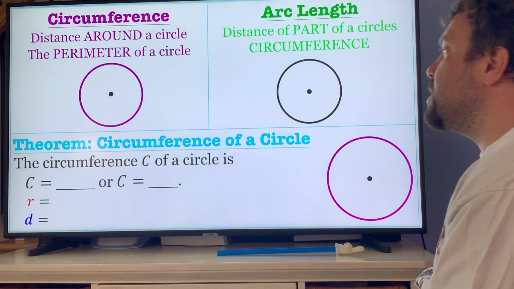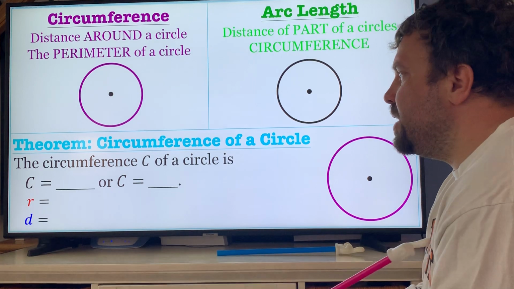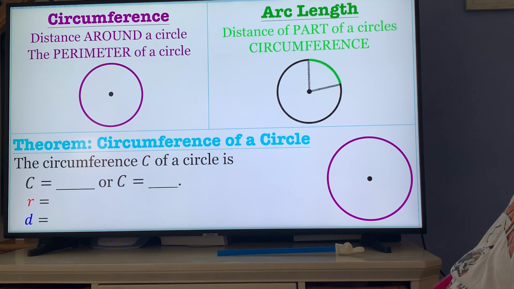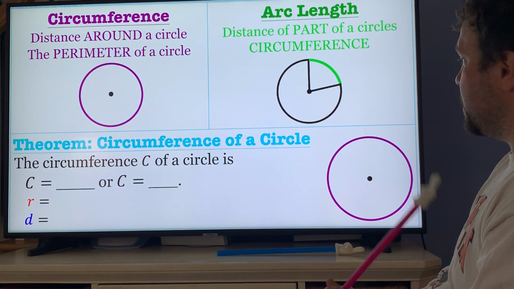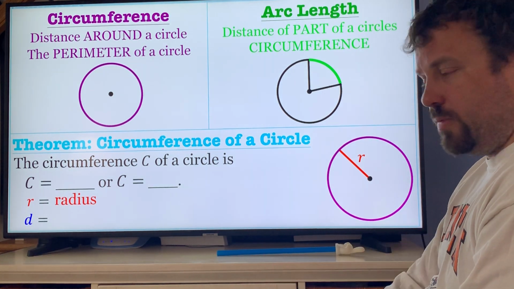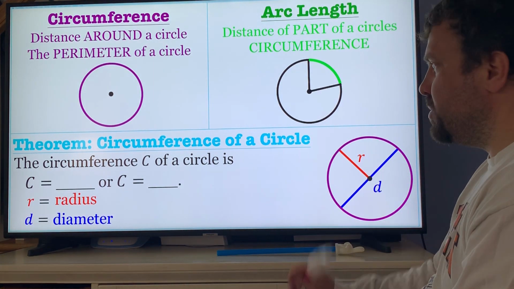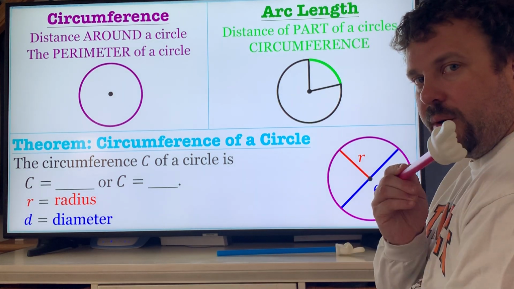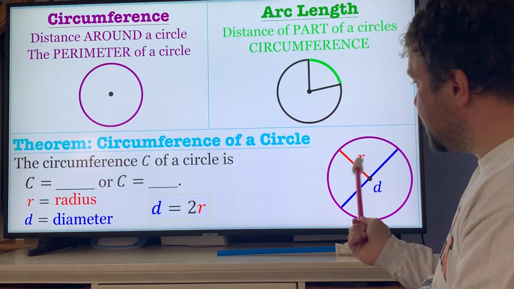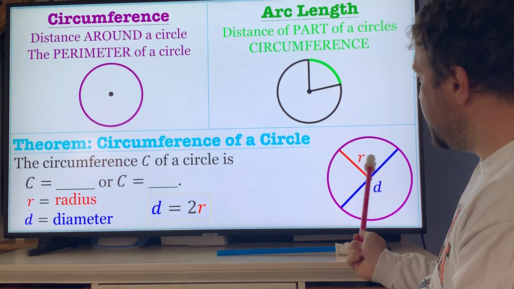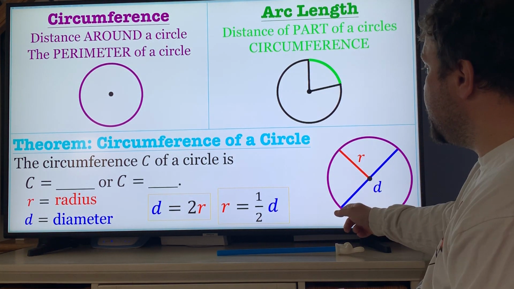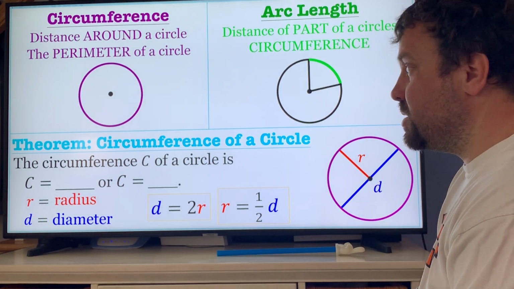Here's your theorem. Circumference of a circle. The circumference of a circle C is, do you remember the formula? Well, in case you don't, what do you think R stands for? R stands for radius. Then D must stand for diameter. Now, how are these two things related? The diameter is 2 times the radius. So if the radius is 6, the diameter is 12. Radius is half the diameter, so if the diameter is 10, the radius would be 5. Very important things to know when finding circumference.